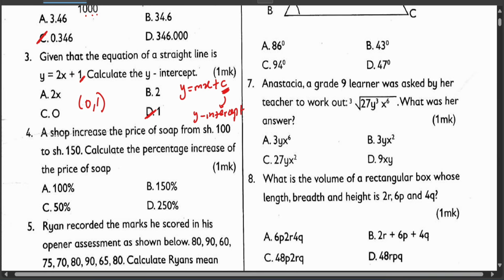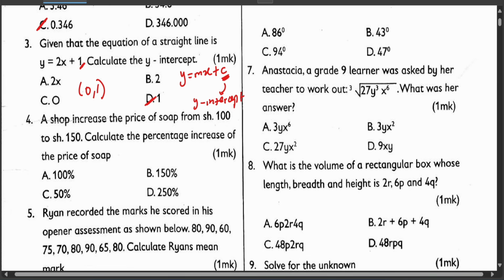Question 4. A shop increased the price of soap from 100 shillings to 150. Calculate the percentage increase of the price of soap. Mwanzo tujue increase ni ngapi. Increase yetu ni hiyo 150 minus 100. So iliongezeka na 50 shillings.